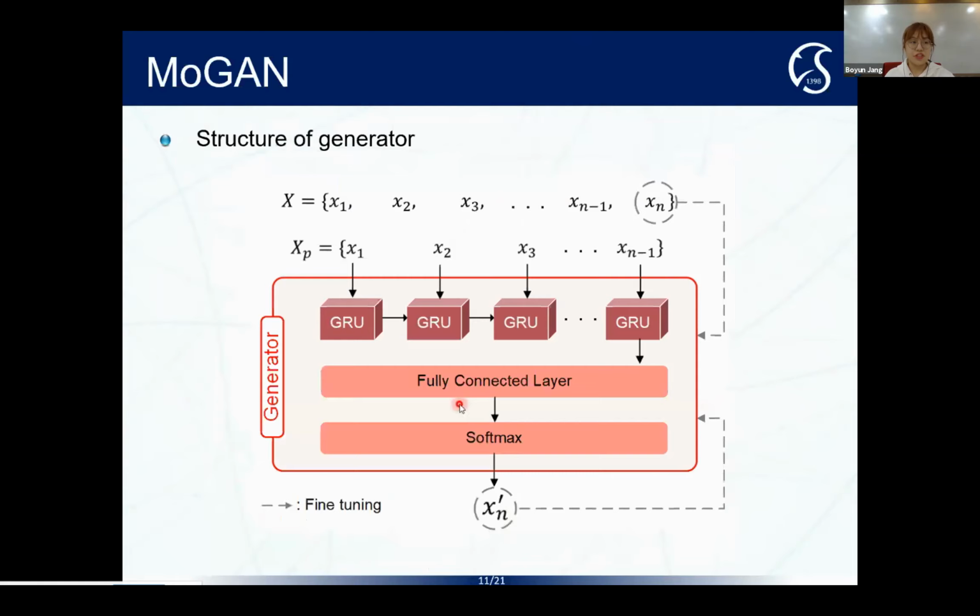This is the structure of the generator. It consists of a GRU layer with a softmax output layer.